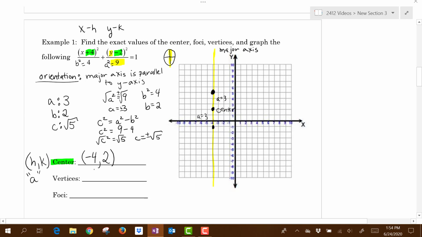Now, when we describe the vertices, we're looking for the ordered pair. So for the vertices, I would have -4. The y value of that point looks like 5.